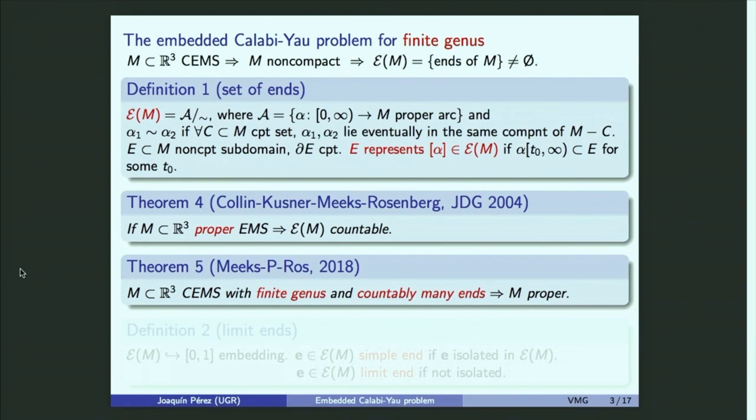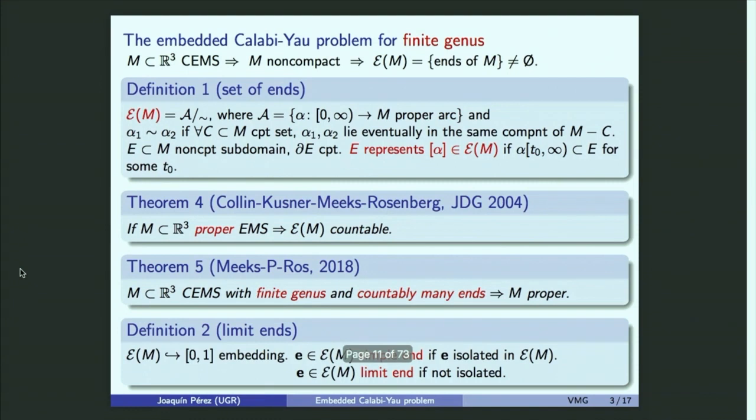Although I'm going to show you a generalization of that, which is what we actually prove in the paper, right? But in order to do that, I need another definition. So I need to distinguish between two types of ends. It turns out that the set of ends, in my setting, can be endowed with a natural topology. And with the topology, you can embed that topological space into the interval [0,1] with its usual topology. So then an end is said to be simple if it is isolated, and a limit end if it is not isolated.